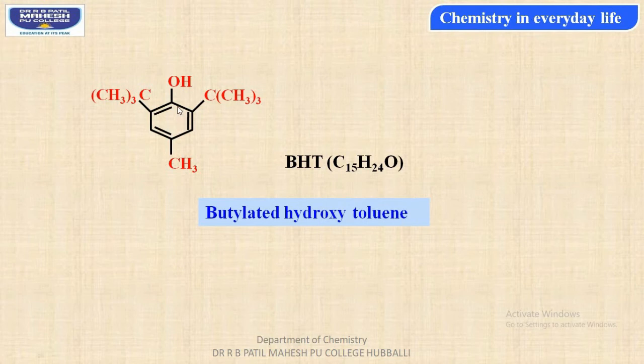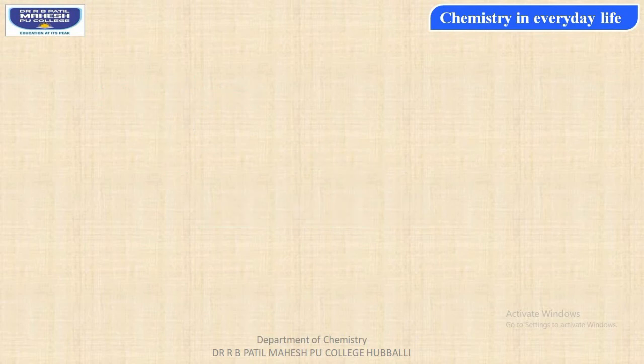Now students, let us see the structure of butylated hydroxy toluene. In this case, we have a benzene ring with a methyl group, thus called toluene, a hydroxy group at the para position, and at both meta positions we have butyl groups. So the name of the molecule is butylated hydroxy toluene, and the molecular formula, students, is C15H24O.